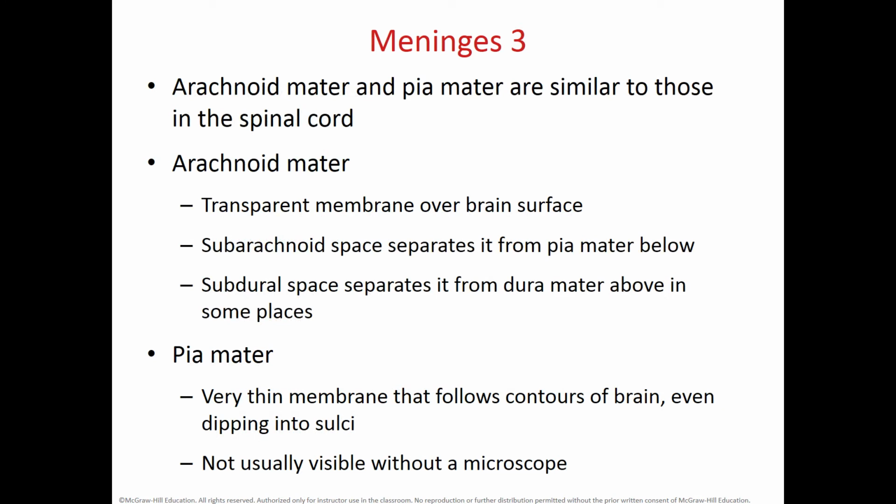The arachnoid and the pia mater are similar to those of the spinal cord, so you will have extensions of connective tissue from the arachnoid into the dura mater, and then you will have the subarachnoid space that separates the pia mater from the arachnoid, and then the subdural space that separates the dura mater above in some places. And the pia mater, just like the pia mater in the spinal cord, covers the brain tissue directly, and it goes deep in between the sulci.